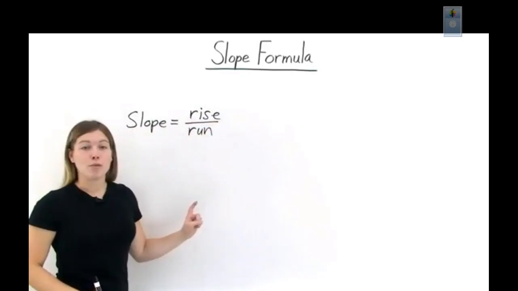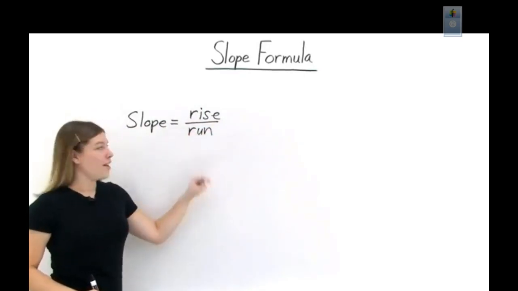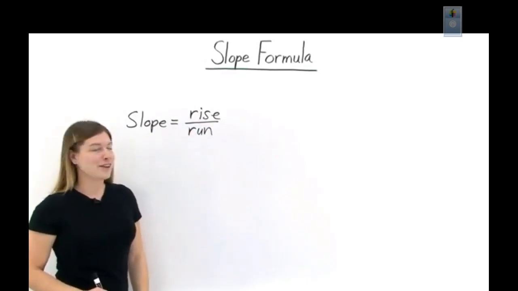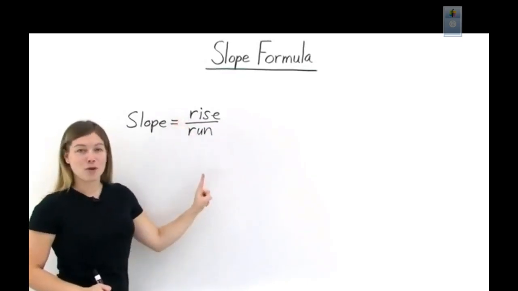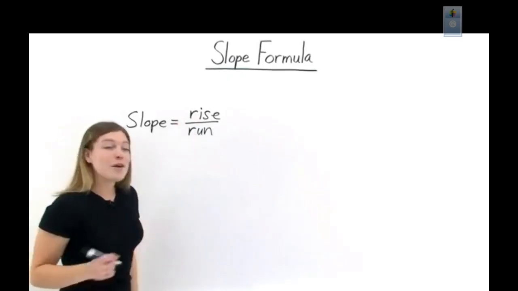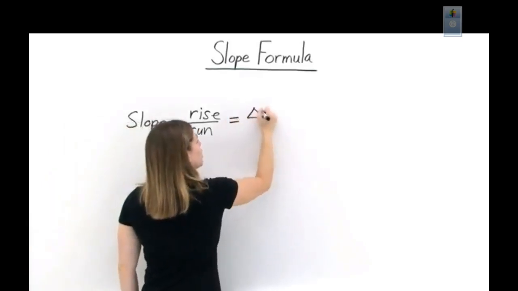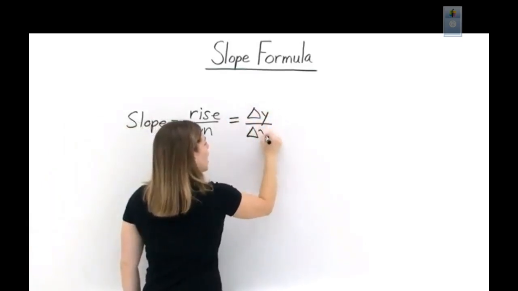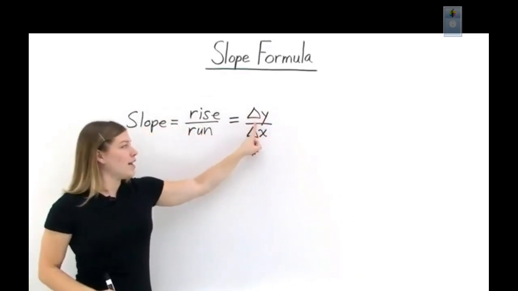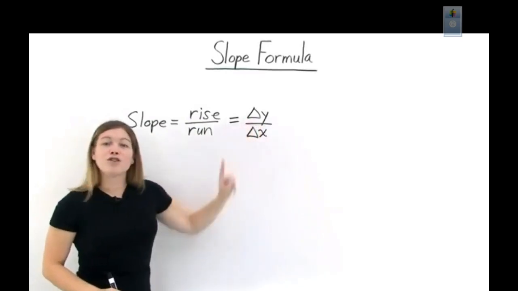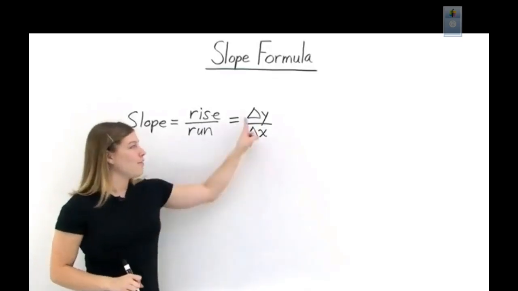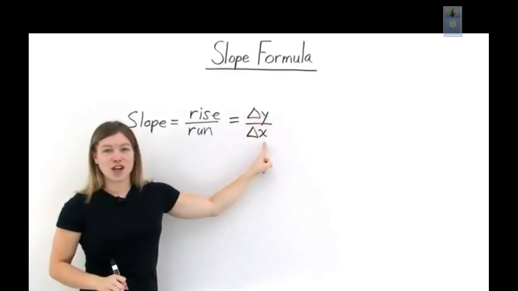Rise is how much we move up or down on a graph, and run is how much we move left or right on a graph. In other words, rise is the movement of the y coordinates, and run is the movement of the x coordinates. Now I mentioned slope is the change in y divided by the change in x. We can represent it like this. Triangle y over triangle x. This triangle is delta, and in math, it just means change. So we have the change in y divided by the change in x.